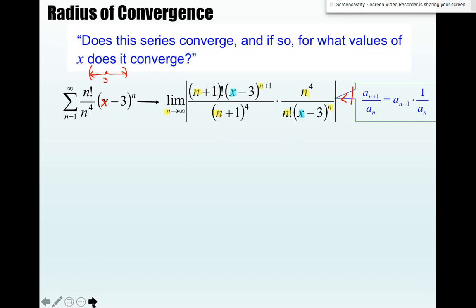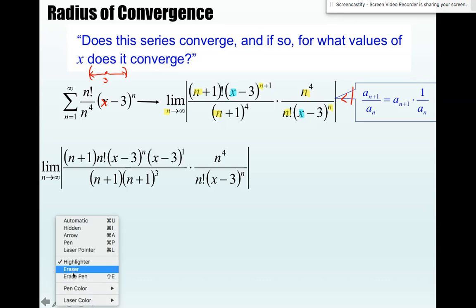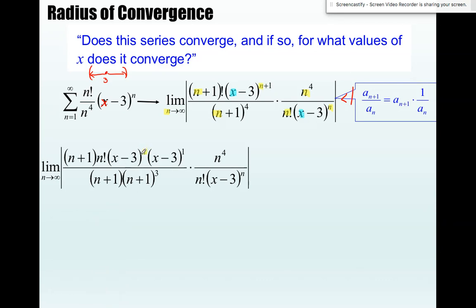And then do you remember how to deal with your factorials? Right? Do you see what I did? Here's me getting x minus 3 to the n and x minus 3 just to the first. That's going to osmosis out, because the x minus 3 to the n is going to cancel out with that x minus 3 to the n. Do you see what I did with n plus 1 factorial? n plus 1 times n factorial. Why would I do that? Because that's going to go away.